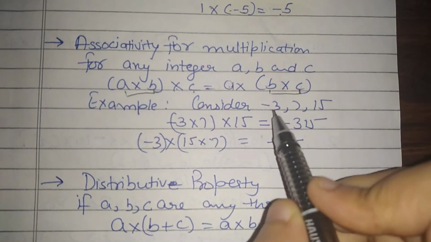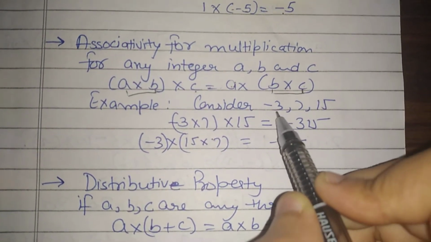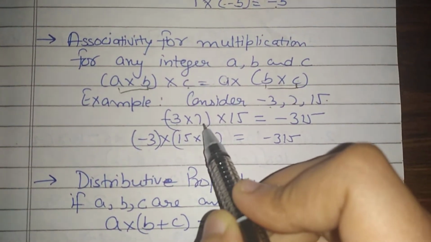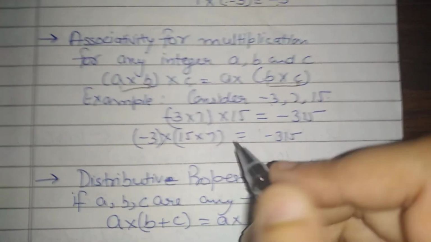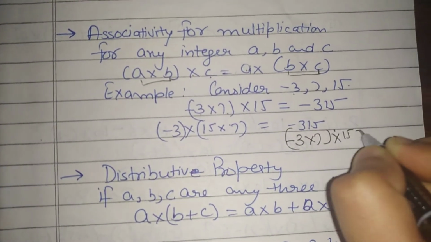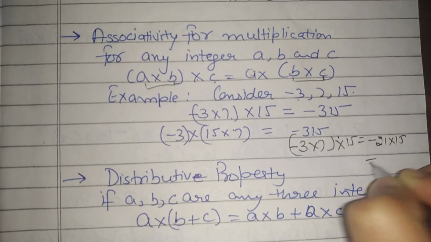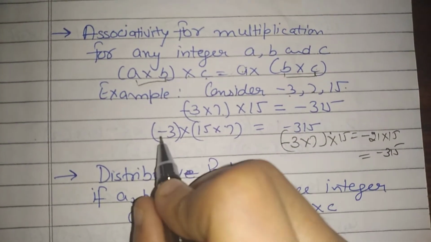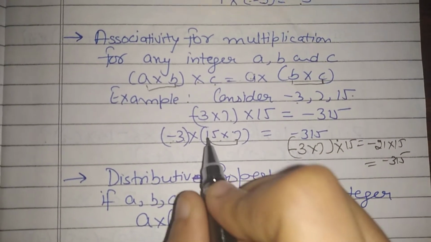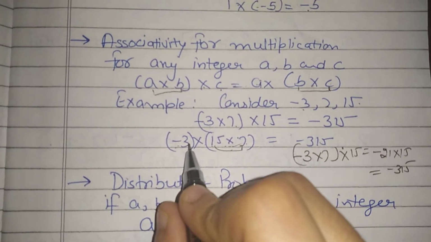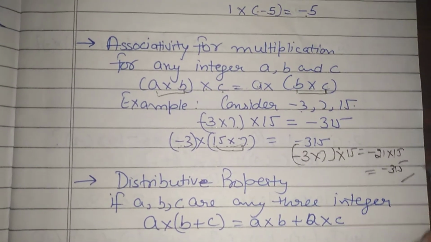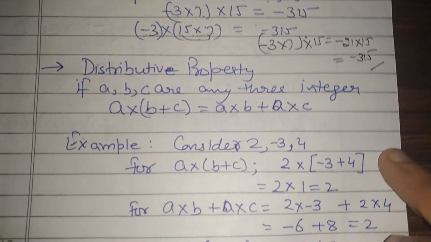the answer will be the same. For example, I consider the integers minus 3, 7 and 15. So minus 3 into 7, that is minus 21. Minus 21 into 15, that is minus 315. So here what I did, 15 into 7 first, then I multiplied it with minus 3, and the result is minus 315. So the answer is the same.